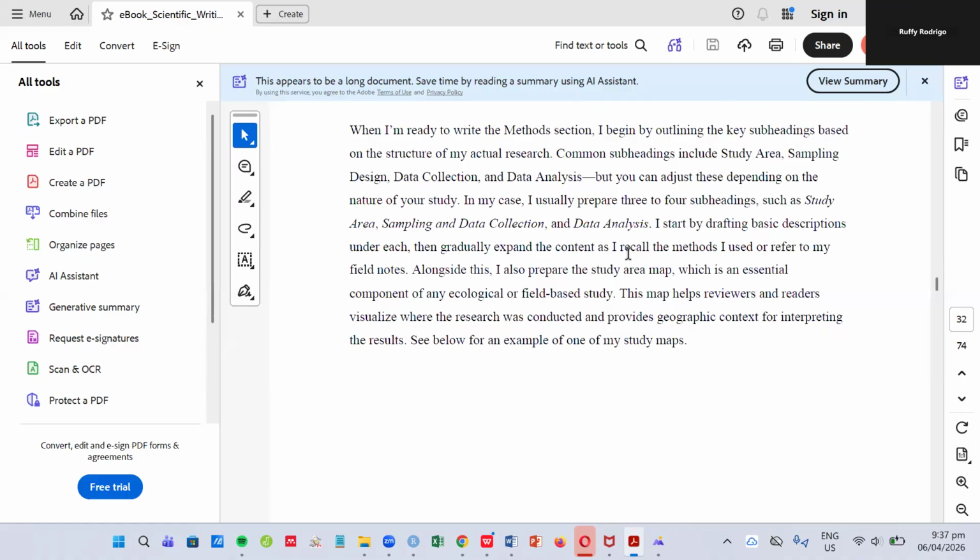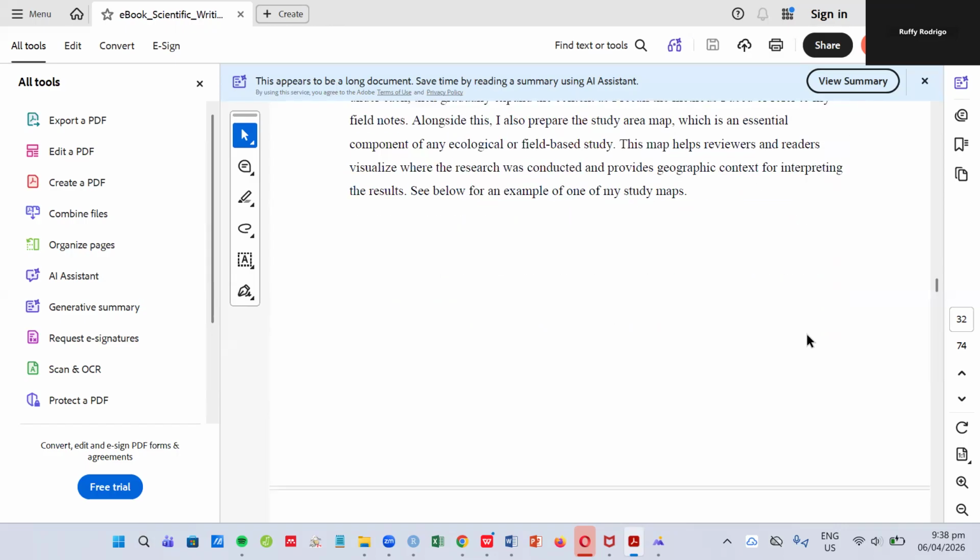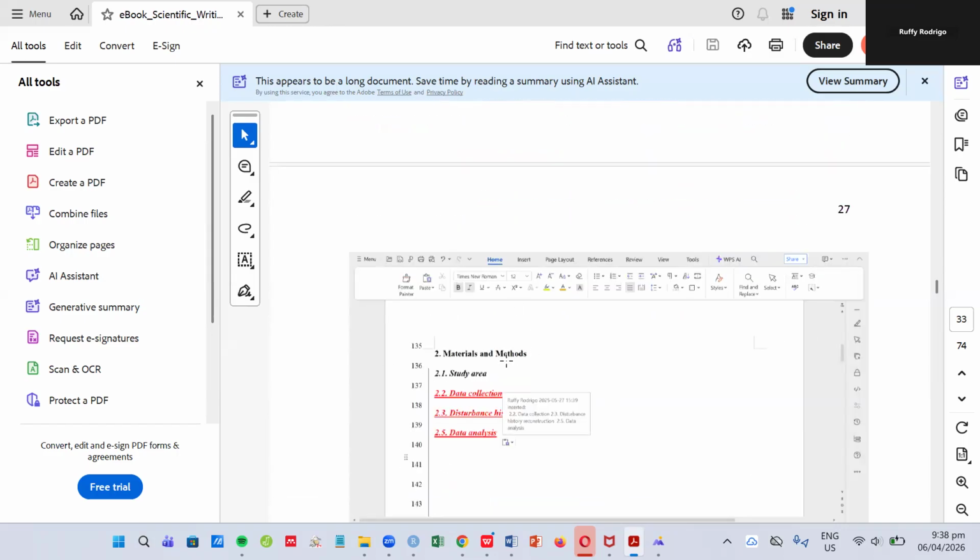If you are working with other journals, for methodology they may have, say, three subheadings: the sampling procedure, data collection, data analysis, and so on. So it really depends, and you know exactly what you did. Here, materials and methods: study area, data collection, disturbance history, data analysis. This makes it easy for you to write the story of your method.